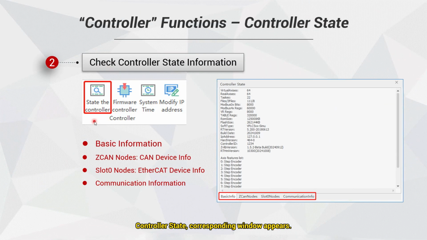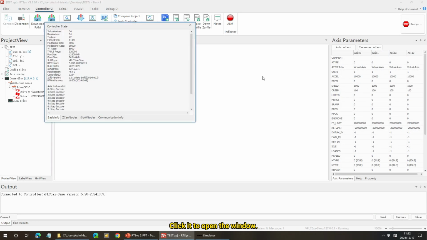Controller state, the corresponding window appears. There are 4 kinds of contents. Controller basic information, CAN device information, EtherCAT device information. Because the slot means the bus interface. Generally, Zmotion motion controllers support the EtherCAT bus protocol. Communication information. Click it to open the window.